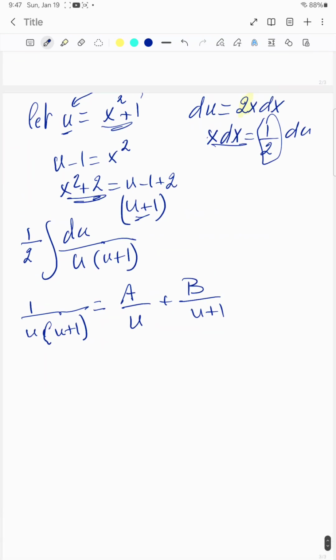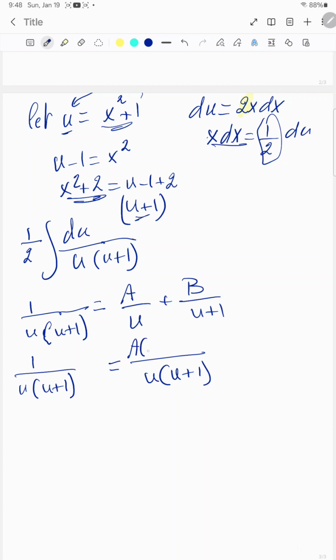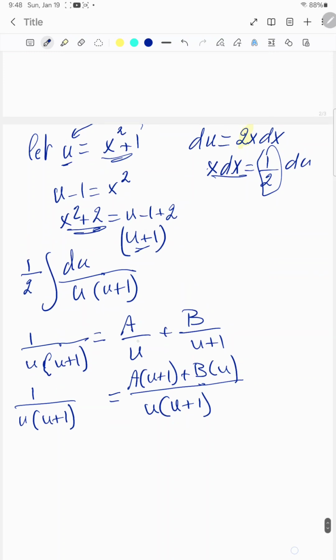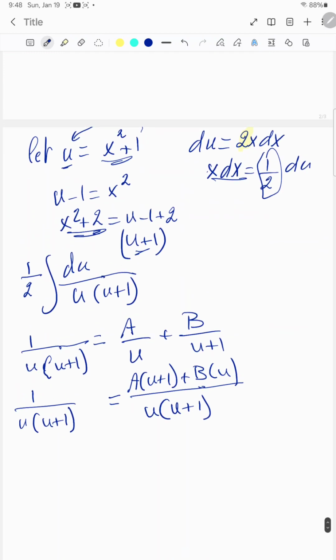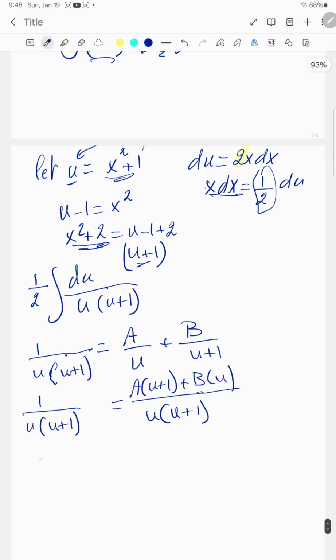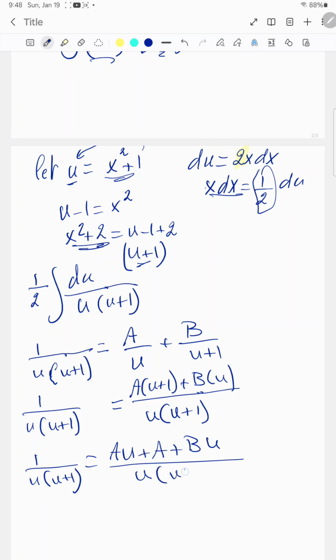So now let's have the common denominator on the right-hand side of the equation. Let's keep the left-hand side as is. The common denominator will become u times (u plus 1), and my a times (u plus 1) plus my b times u. And now let's multiply a by (u plus 1). So I have 1 divided by u times (u plus 1) is equal to (a u plus a plus b u) divided by u times (u plus 1).